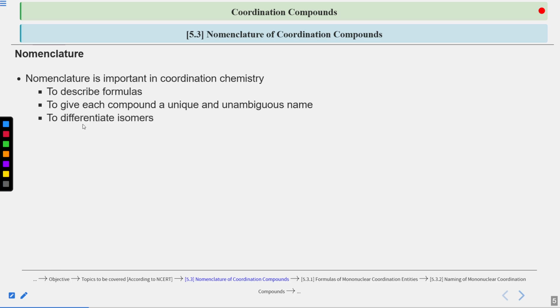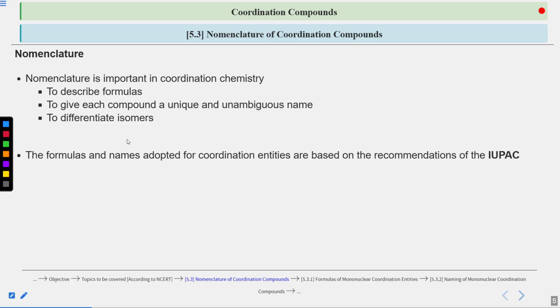Third point is we use the nomenclature to differentiate between the isomers. So if any two molecules have the same formulas, then how are they structurally different? Then also the nomenclature comes in. Using the nomenclature of those two compounds, of those two structures, you can differentiate between the isomers.